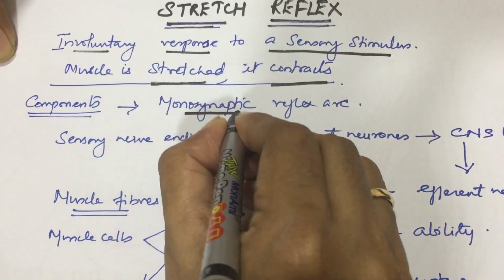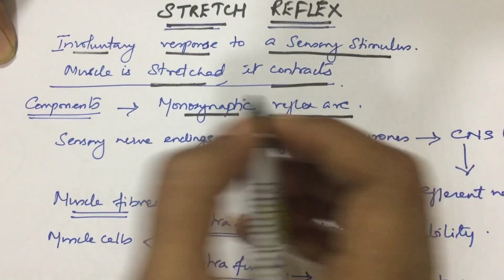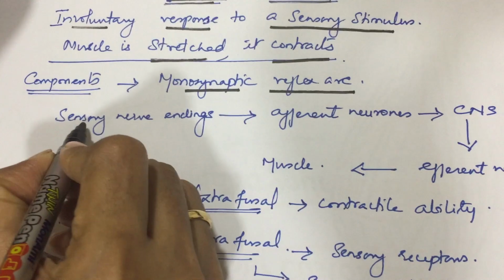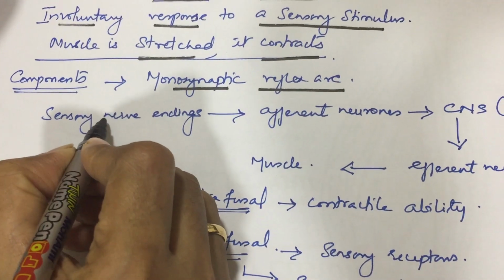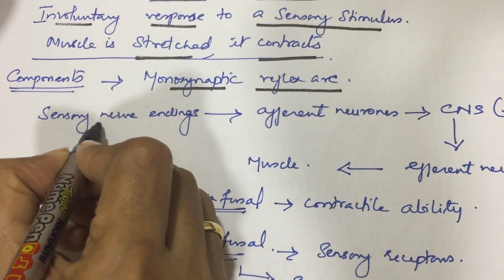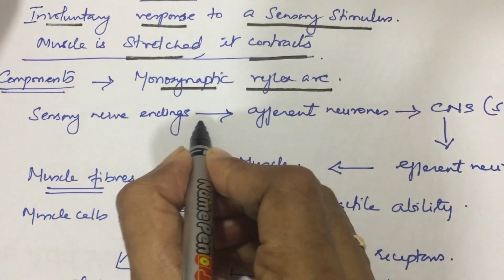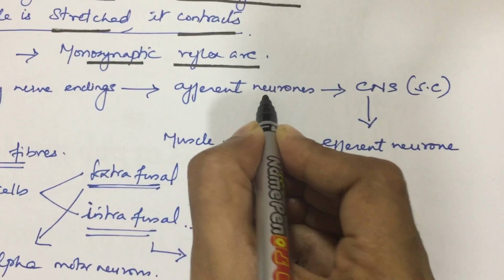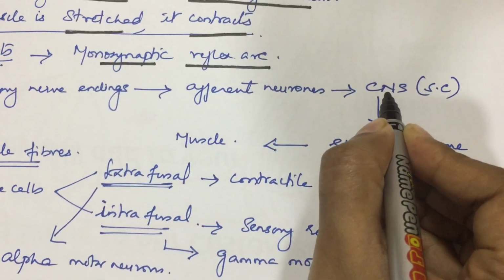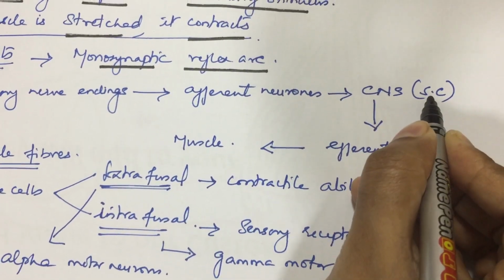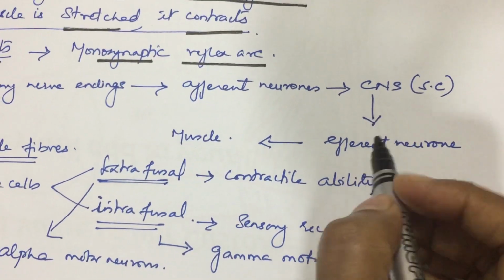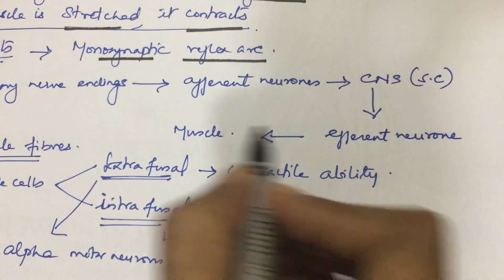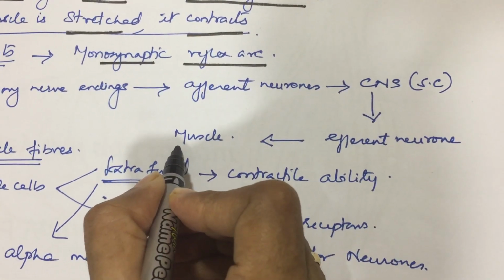It is a monosynaptic reflex arc, and let us see what the components of this stretch reflex are. So the sensory nerve endings get stimulated when the muscle is stretched. They pass the impulse to the afferent neurons or the primary afferent nerves. These carry the impulses to the central nervous system, which is the spinal cord in this case, and from there the impulses are passed via the efferent nerves or the efferent neurons to the effector organ, which is the muscle.